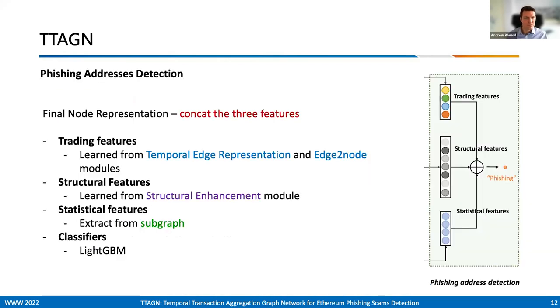The task of this part is to classify nodes to distinguish between phishing nodes and normal nodes. After the above approaches, we have obtained 3 types of features. Trading features learned from the temporal age representation and age to node module. Structure features learned from the structure enhancement module. And statistic features obtained from nodes. We concatenate them together as a complete representation of the node. There are many choices of classifier, and in this work, we choose LightGBM.